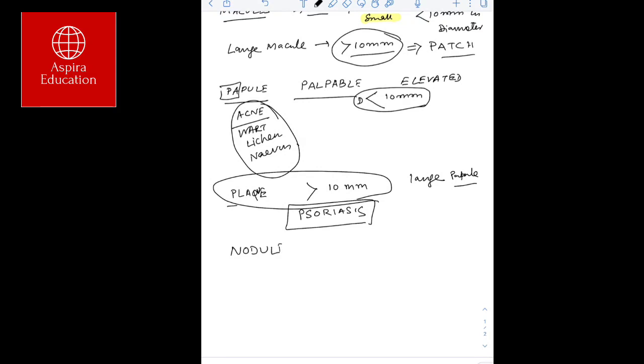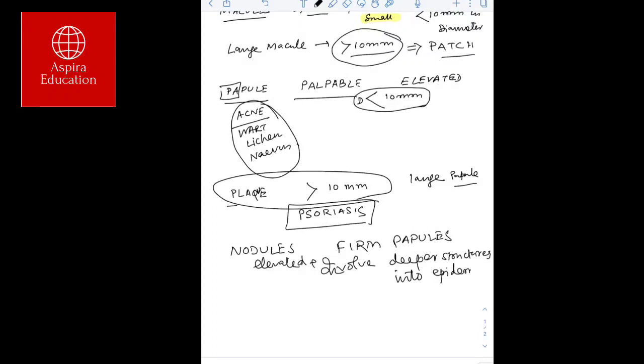Now we are coming to the next group of lesion, that is the nodules. Who are they? Nodules are basically firm papules. That means their texture is slightly firmer than papule and they are elevated from the surface. But remember, nodule involves deeper structure than papule. So they are elevated plus they involve deeper structure into the skin.